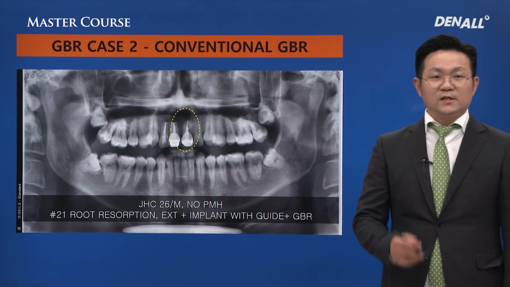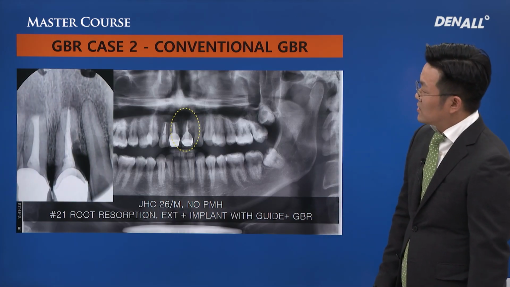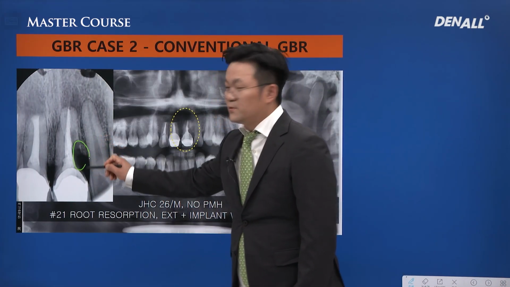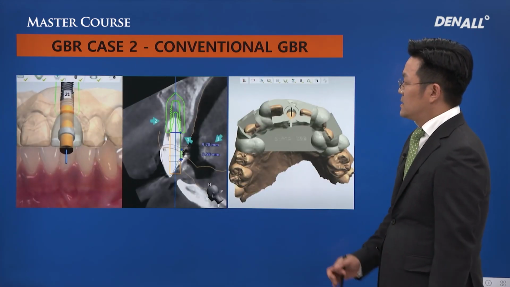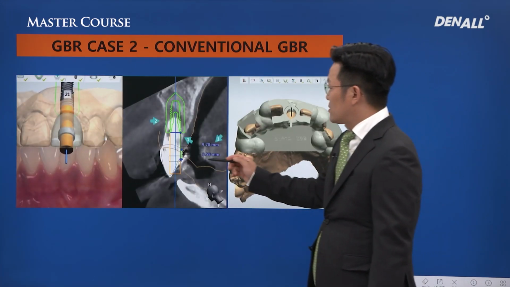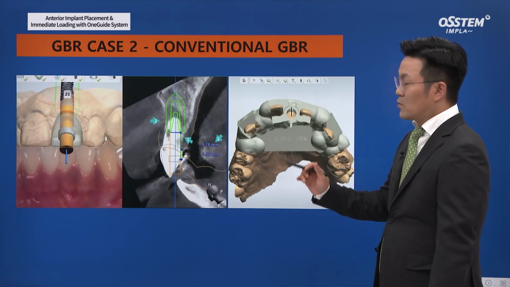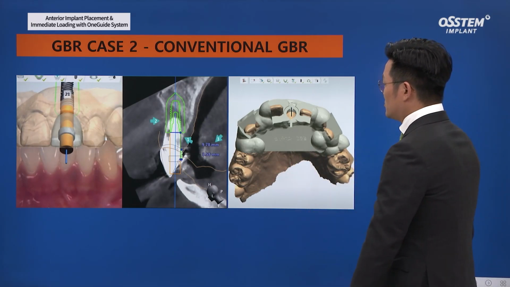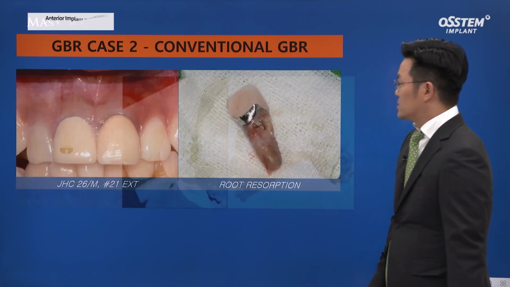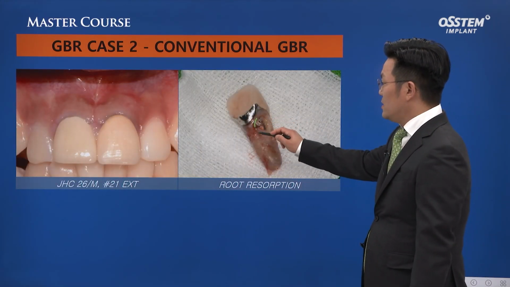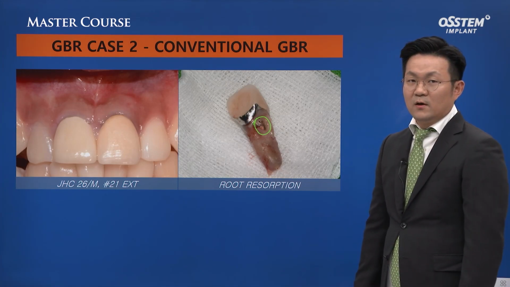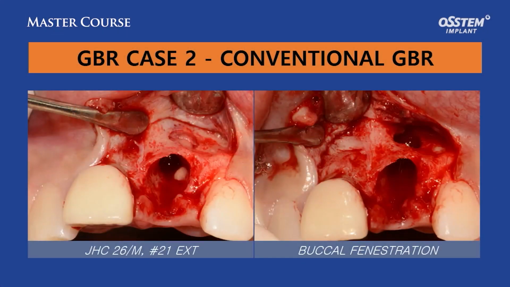As you can see here, the root has already been resorbed, and extraction was planned like this. As you can see, for the implant positioning, it's better to go palatal, but if you go too palatal, there could be different issues. So this was the position that I planned. After extraction, you can see the resorption was already happening, and soft tissue had already filled in, so I took it out, and there was a fenestration defect with only very thin labial bone remaining. Hence, using the guide, I placed the implant.